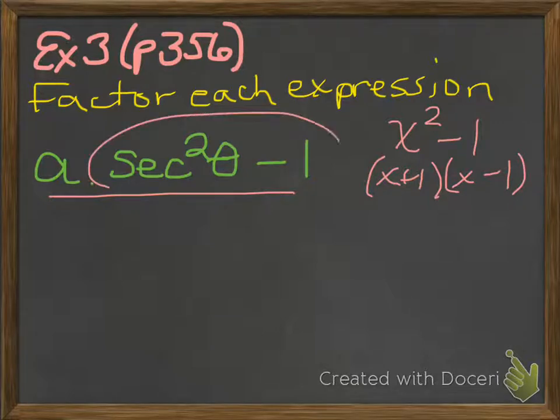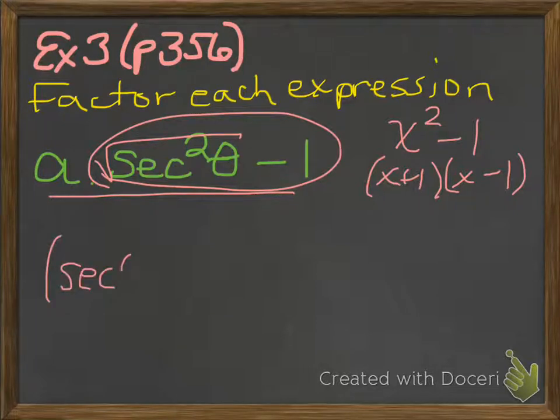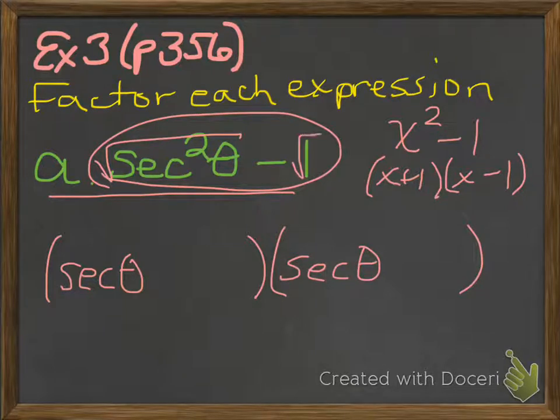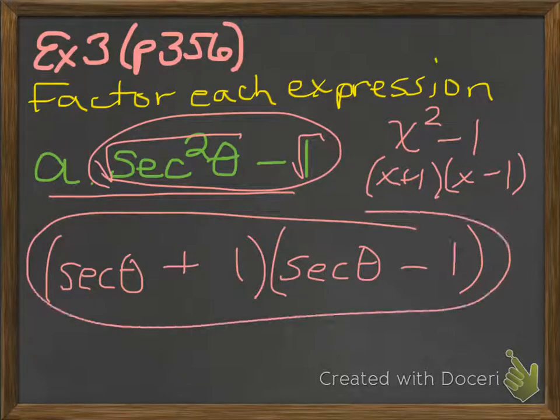This is also a difference of squares, so you take the square root of secant squared theta, and that'll be the first term, which is secant theta. That's going to be the first term in both binomials. And then take the square root of 1, and that's 1. And then we have our plus and minus. And there is that one factor. This is on page 356, by the way.